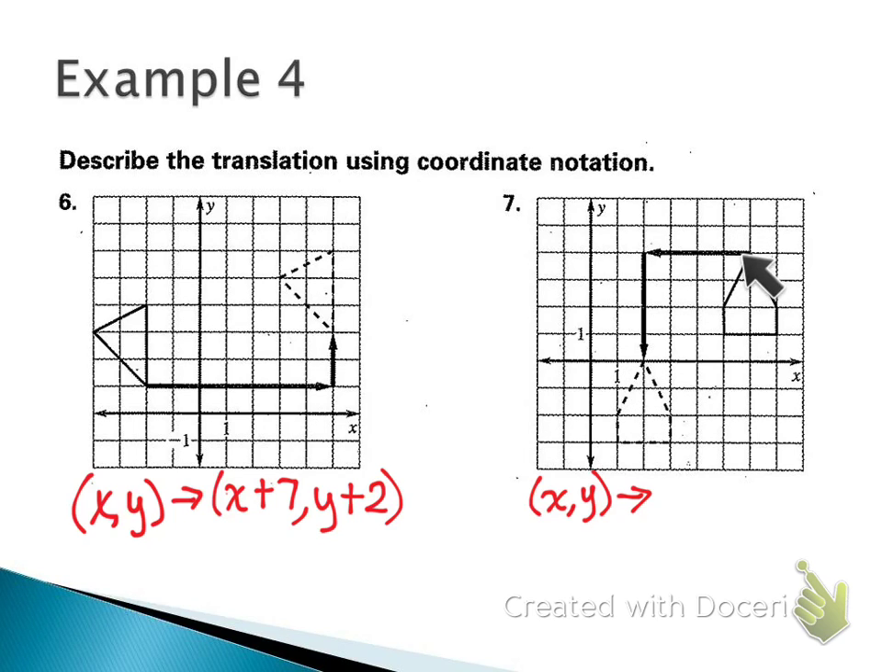Am I moving left or right? Left. If I'm moving left, am I going to add or subtract? Subtract. So x minus how many units? 4 units, comma, y. Then are we going up or down? Down, which means we are going to subtract how many units? 4. So if we want to go left 4 and down 4, it's going to be x minus 4, comma, y minus 4.